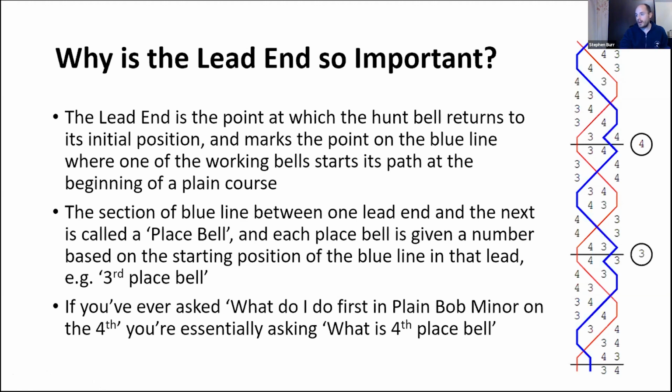So if you've ever asked someone, what do I do first in plain bob minor when I'm ringing the fourth, essentially the question you've been asking is, what's fourth place bell in plain bob minor? So you may feel like this is a question that people only ask when they start, but I can promise you that plenty of people who ring much more complicated things will also be asking the same question. They just do it in a slightly more technical way.